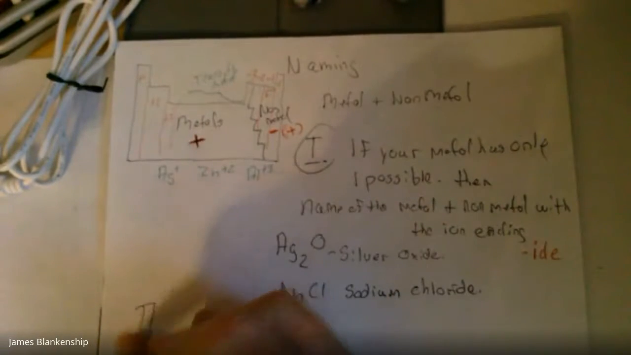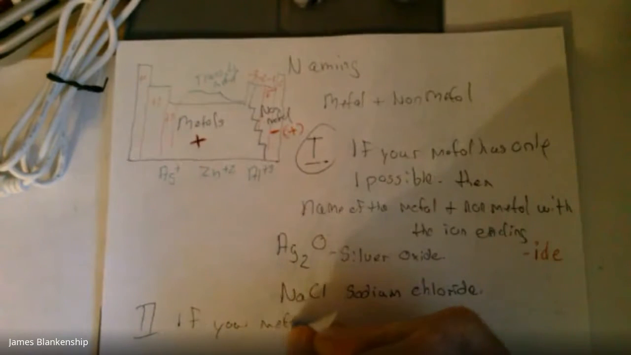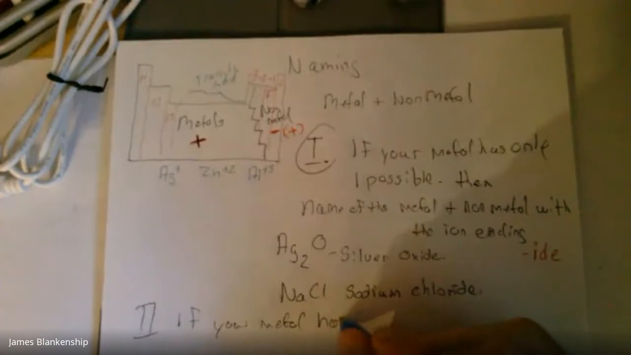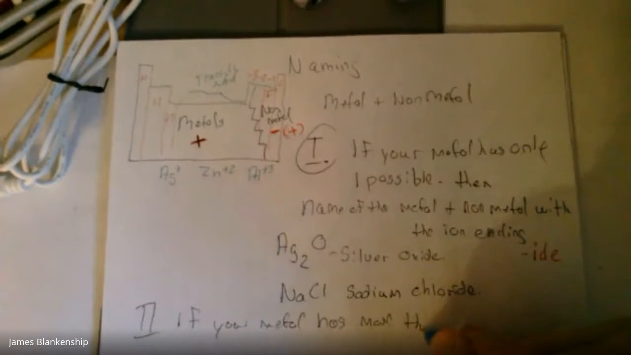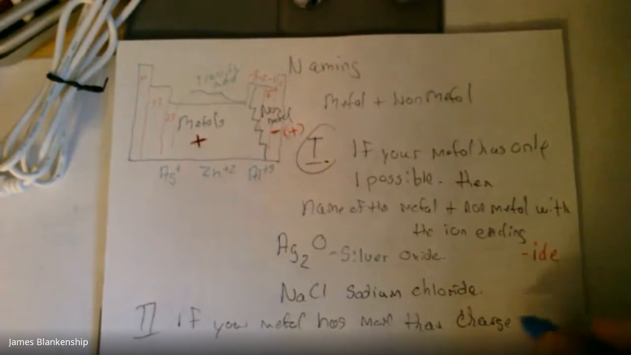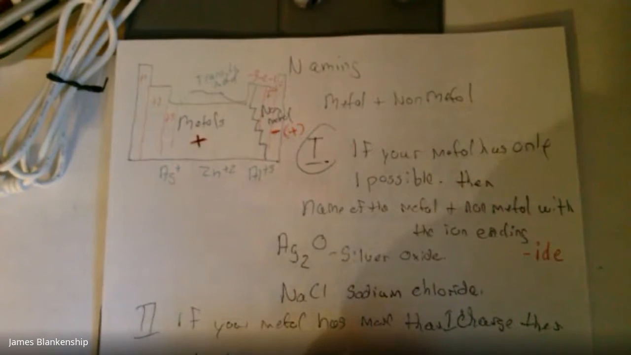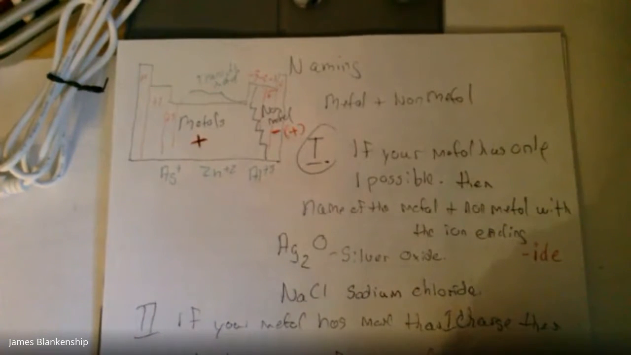Case 2 is if your metal has more than one charge. Now, when you have more than one charge, then it requires more work. So what you're going to do is you're going to write the name of your metal. And then you're going to find out the charge of the metal. You're going to write the charge in Roman numerals.